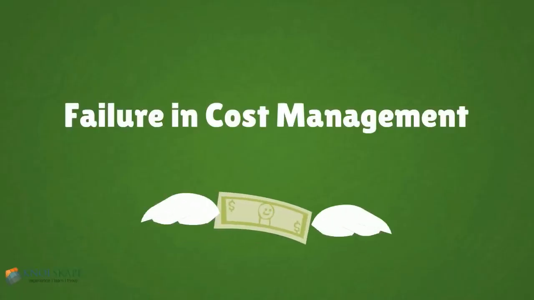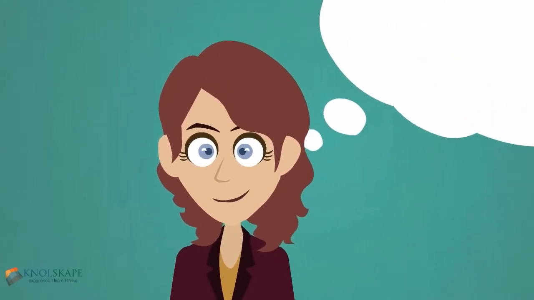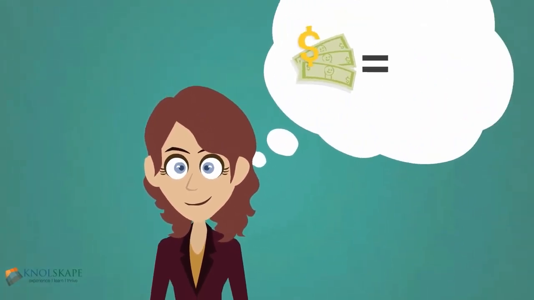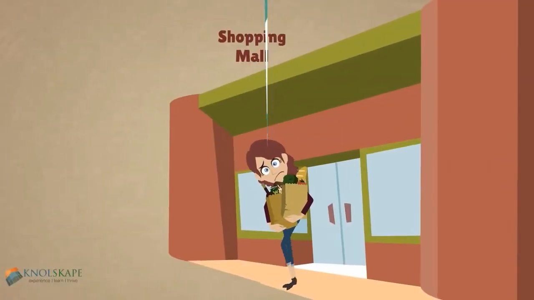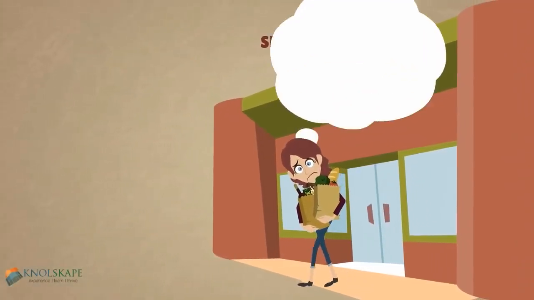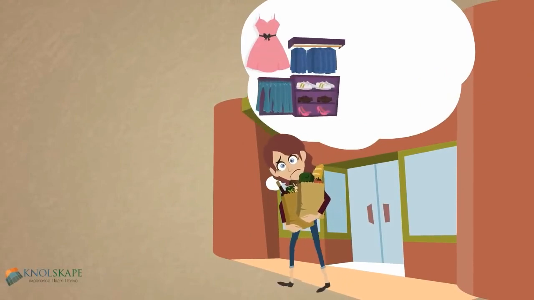Failure in cost management. Jamie wants to buy a beautiful dress for an upcoming party. She plans to go to a nearby mall to make the purchase. Since she does not properly plan the costs involved during shopping, she ends up buying a lot of stuff with all the money left with her.